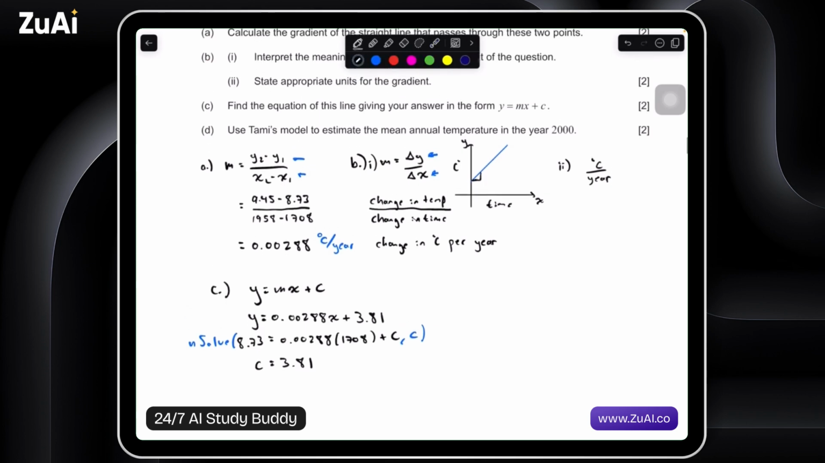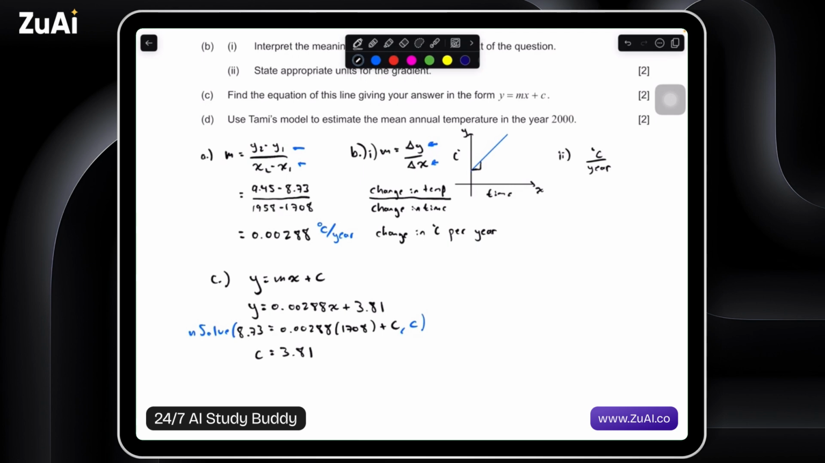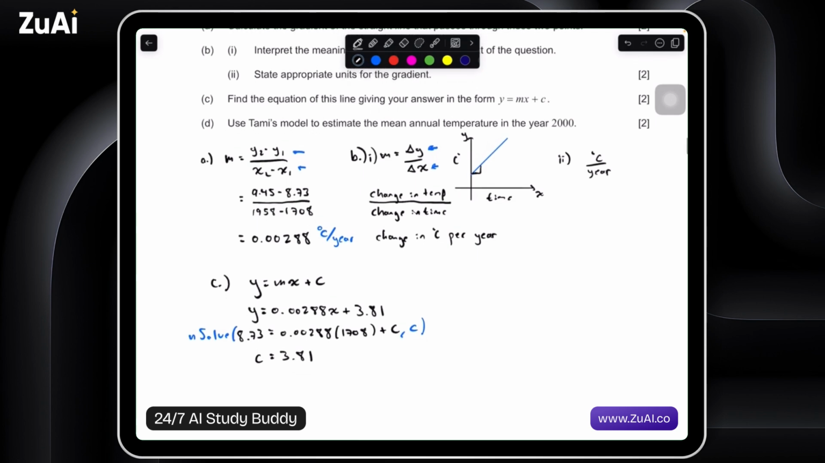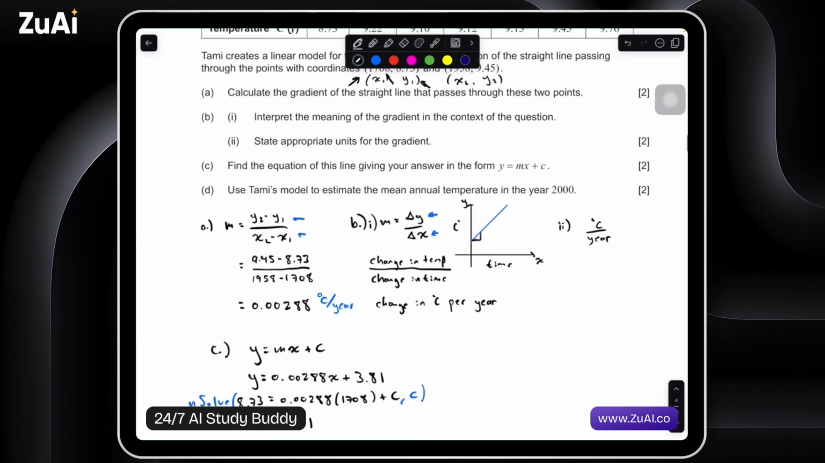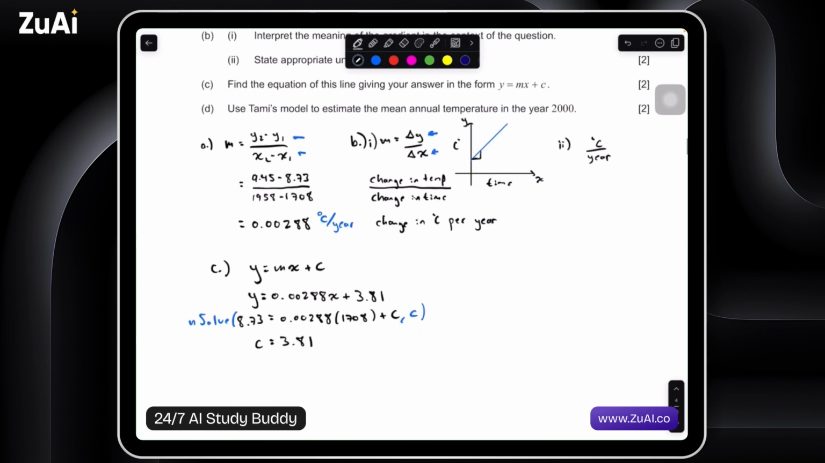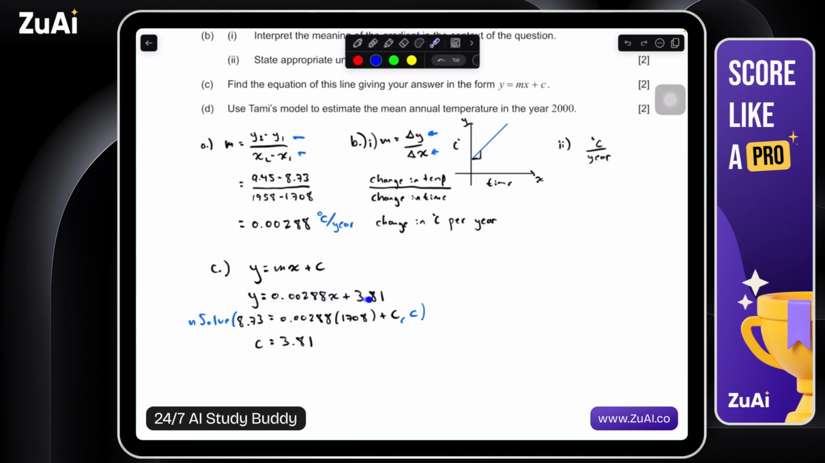Okay. Use Tami's model to estimate the mean annual temperature in the year 2000. So the average temperature in the year 2000. So we've got this equation of a line right here, and it relates inputs, so years, to a given temperature at that year, or the average temperature at that year. So let's go ahead and substitute this value of 2000 and see what the model would predict.